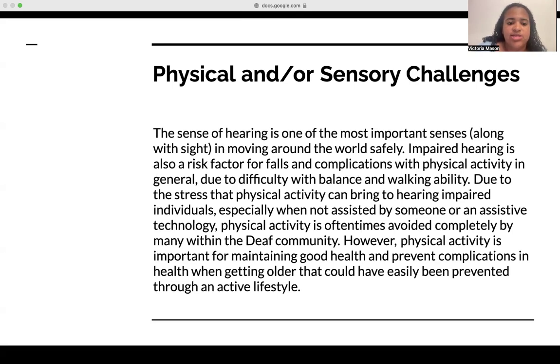Due to the stress that physical activity can bring to hearing impaired individuals, especially when not assisted by someone or an assistive technology, physical activity is oftentimes avoided completely by many within the deaf community. However, physical activity is important for maintaining good health and preventing complications in health when getting older that could have easily been prevented through an active lifestyle.